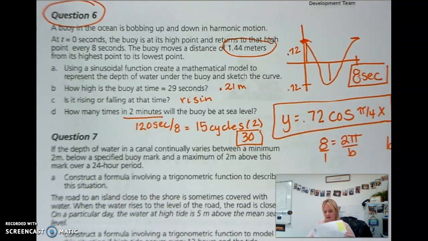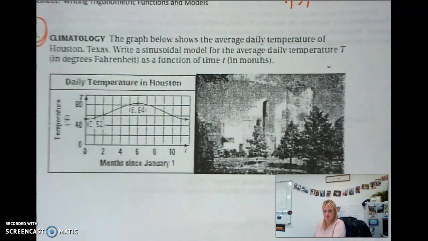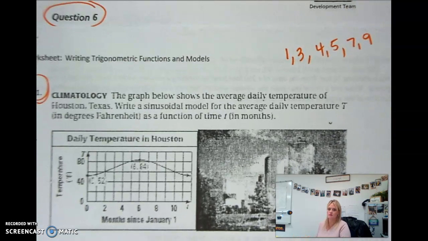Again, on the other homework packet, the one that looks like this, you need to do the problems 1, 3, 4, 5, 7, and 9. I would highly suggest those, as that will look like something on your test.